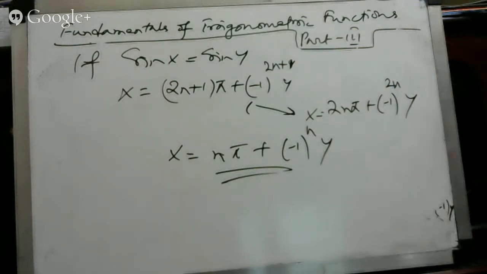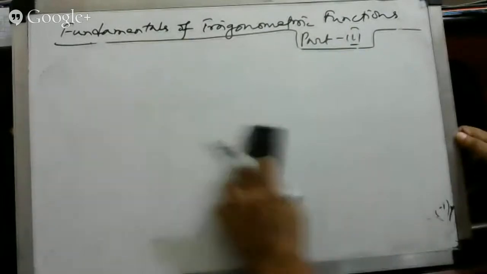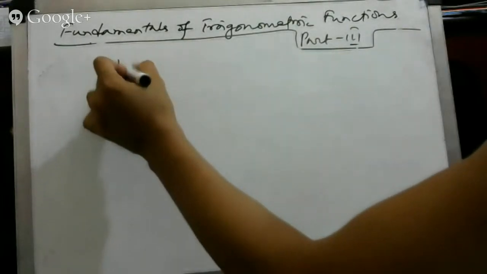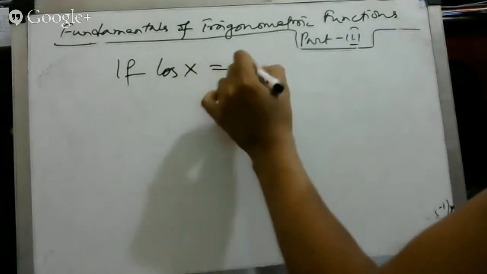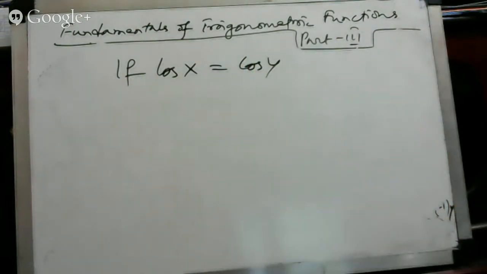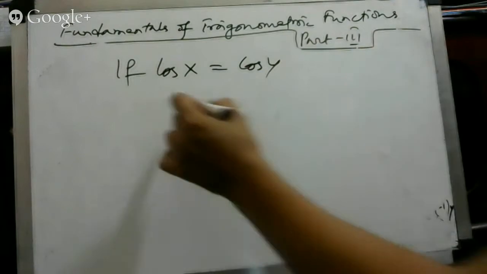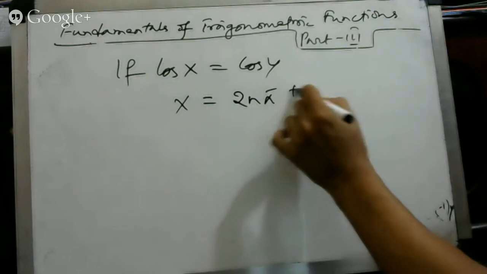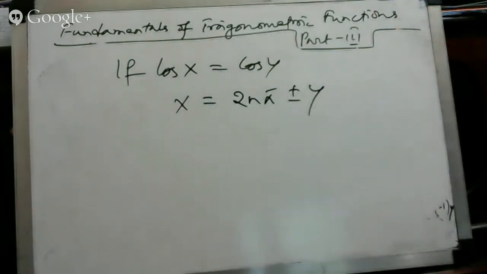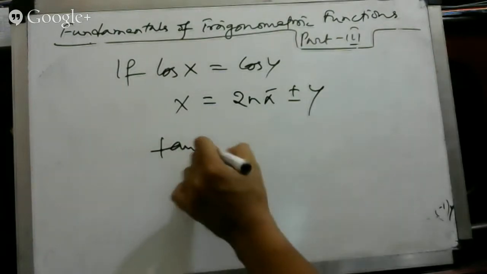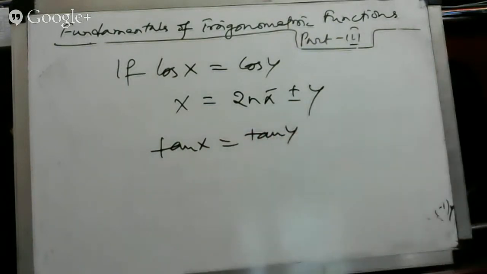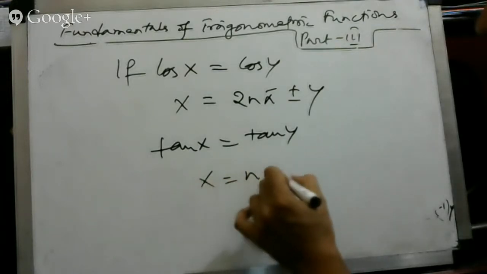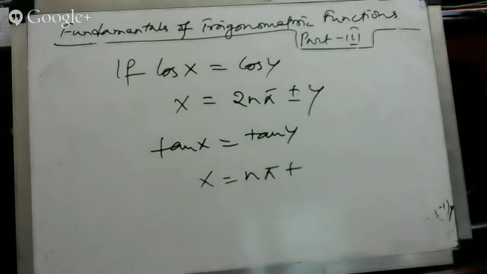Similarly, the other theorem is if cos x is equal to cos y, then x is equal to 2n pi plus or minus y. And if tan x is equal to tan y, then x is equal to n pi plus y.